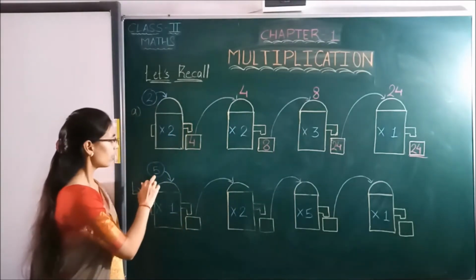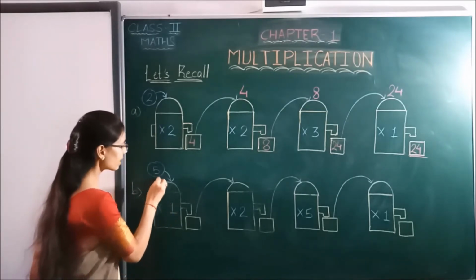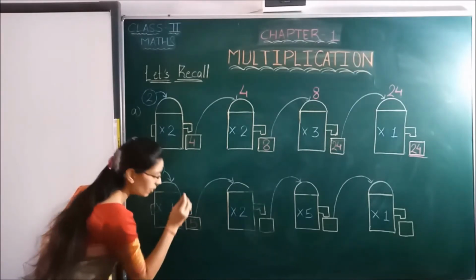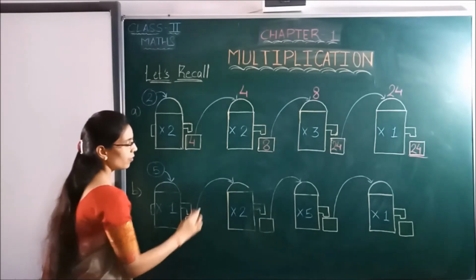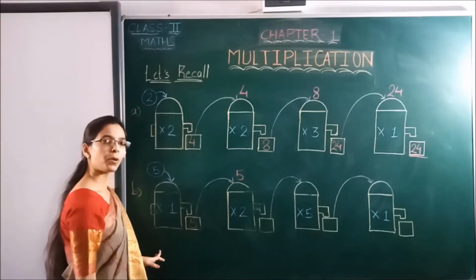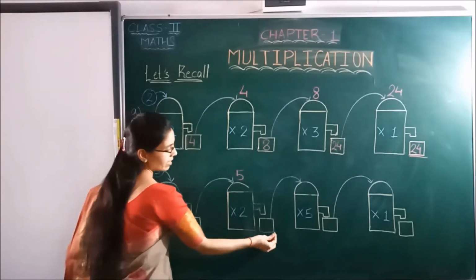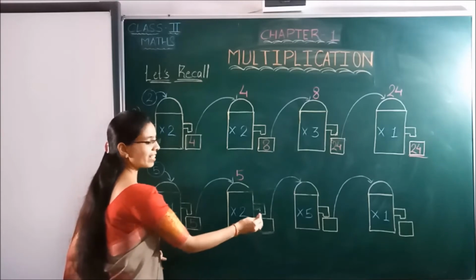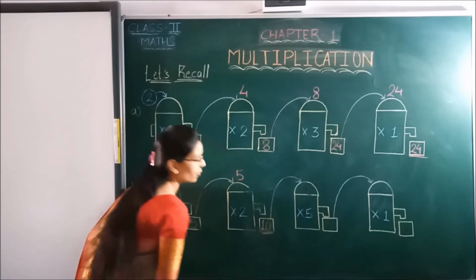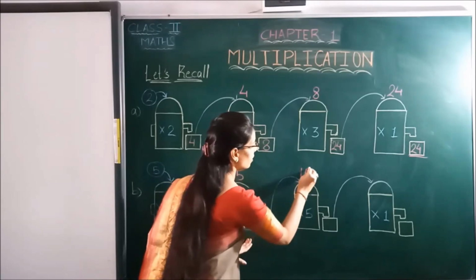Now look here. Next, B. Which number is here? 5. We will multiply these two numbers. 5 ones are 5. Then this 5 will go to the top of the next machine. Then again performing multiplication, we will get the answer in this box from this tap. So 5 twos are 10. We will write 10 here, at the top of the next machine.